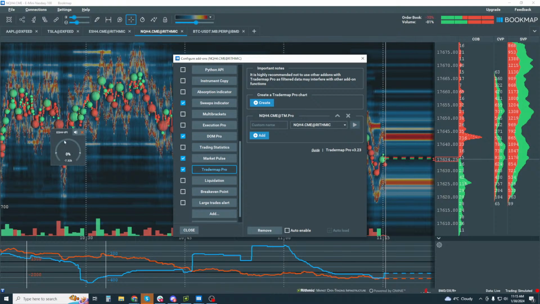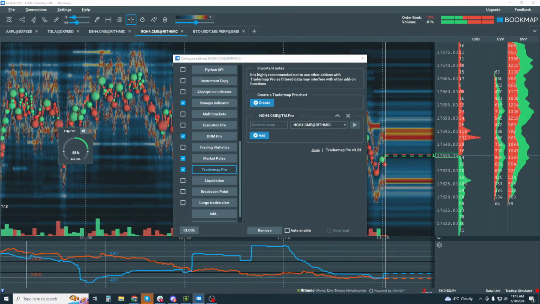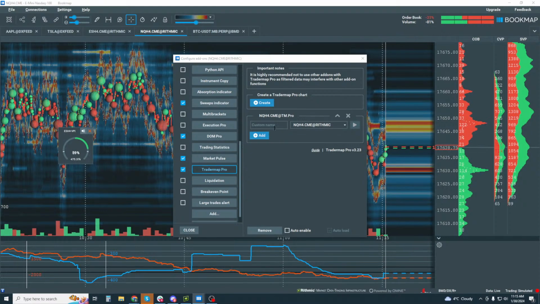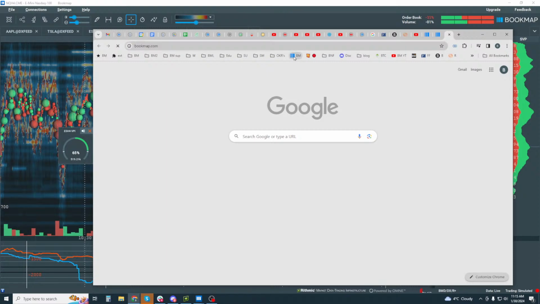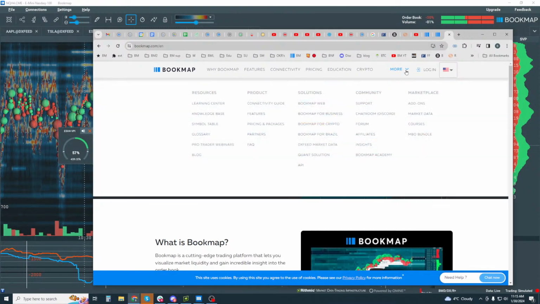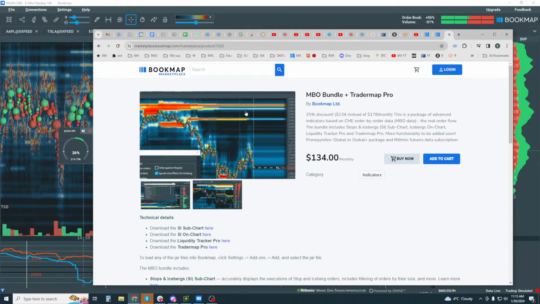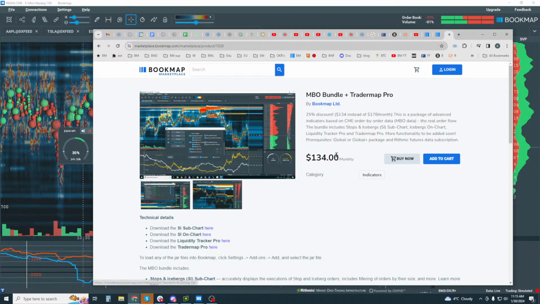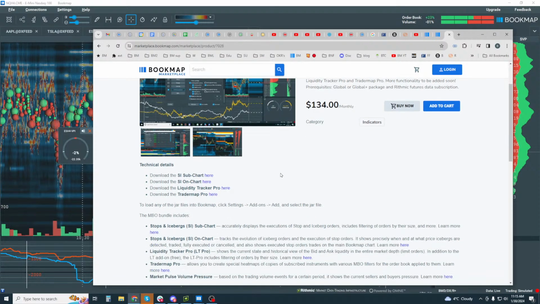Now, this Market Pulse as well is a part of the MBO bundle. It's actually incorrect on the marketplace. I just found that out. So let me show you, if you guys are interested in this, where you can find it and what this is all about. Go to the marketplace here, go to the MBO bundle from the More button. That'll take you here, and here's our MBO bundle. This will show you stops and icebergs. It has Liquidity Tracker Pro. There's actually 2 stops and icebergs on chart and subchart, Liquidity Tracker Pro, and this one here is the Trader Map Pro, and that's what we're going to demo now.